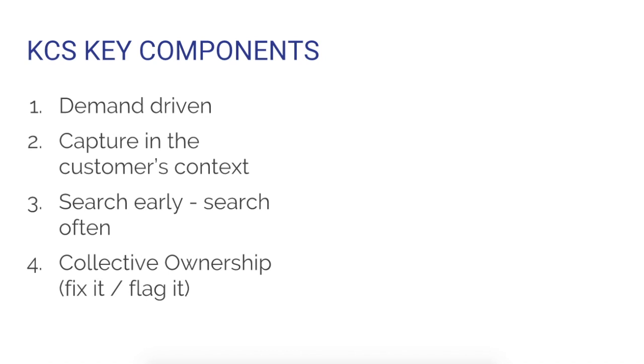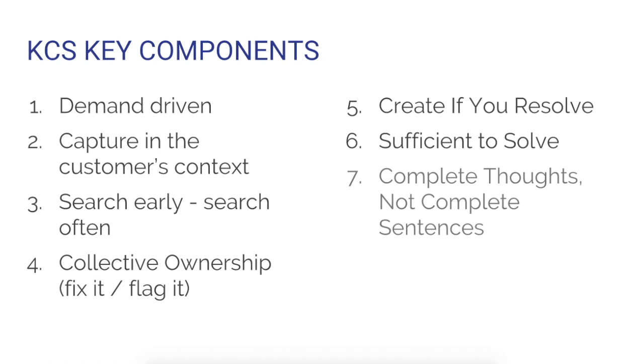So if you can't find an article, then you must create one. The person who resolves the issue creates the knowledge base article. So a key component of using KCS for creating articles is allowing the creation to be less arduous. The last two key components are sufficient to solve and complete thoughts, not complete sentences.